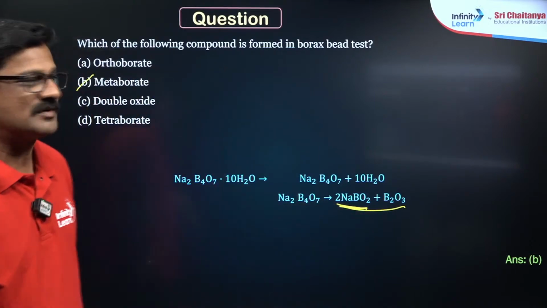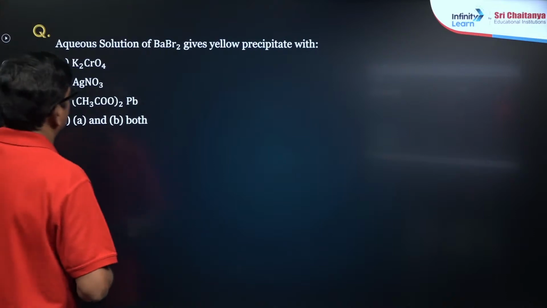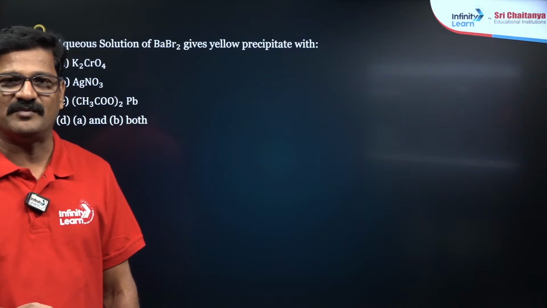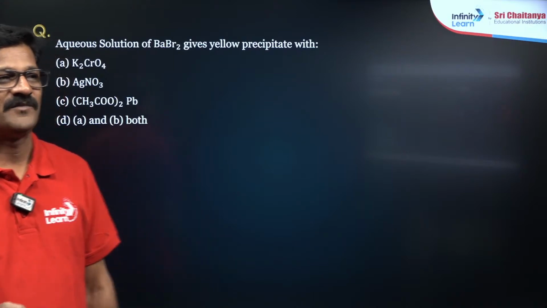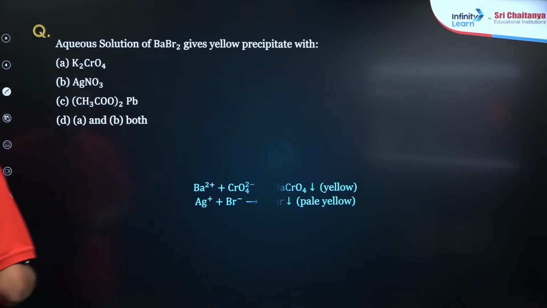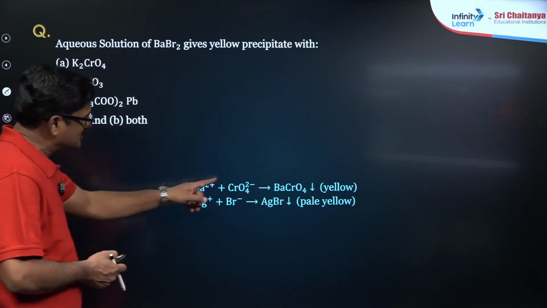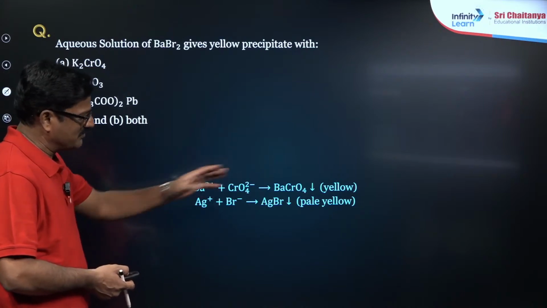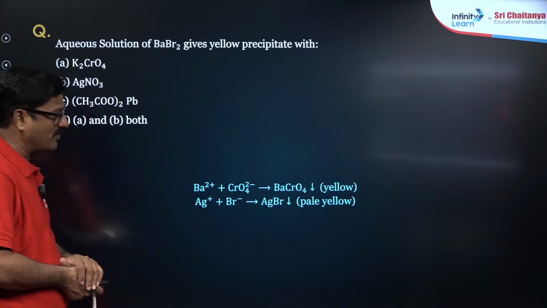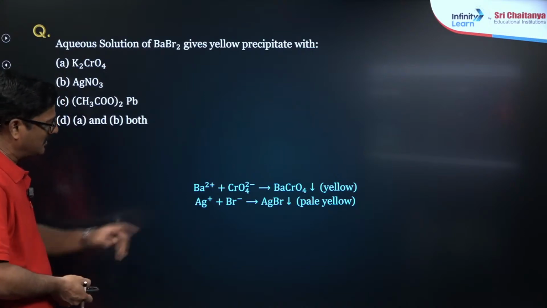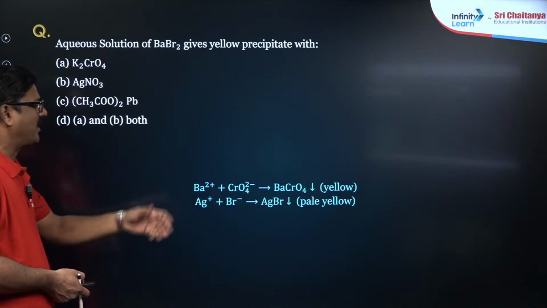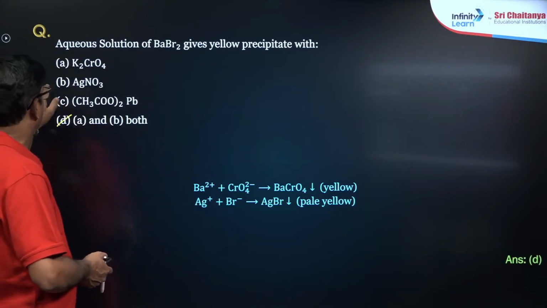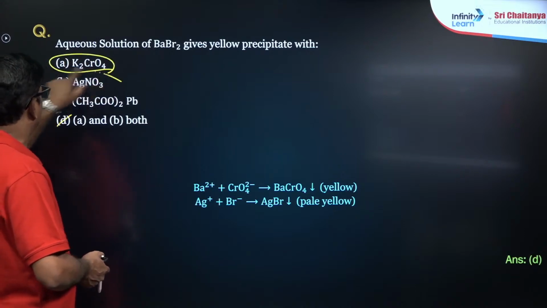And one more thing: an aqueous solution of barium bromide gives a yellow precipitate with? Who is going to give this? Barium 2 plus reacts with sodium chromate or potassium chromate, giving rise to barium chromate, a yellow precipitate. Chromates are yellow in alkaline medium, and Ag plus with Br minus gives a pale yellow precipitate. So I just want to say A and B.